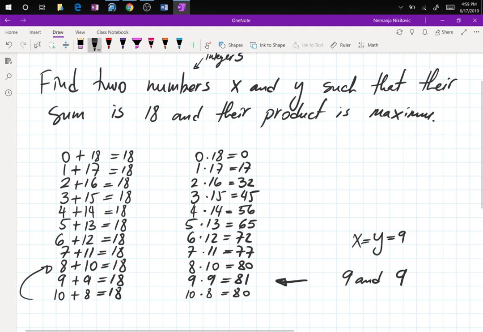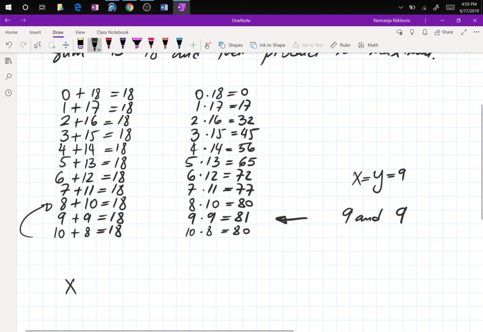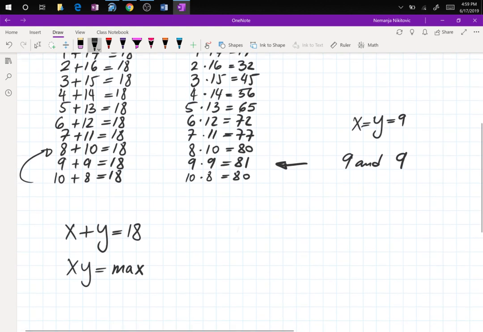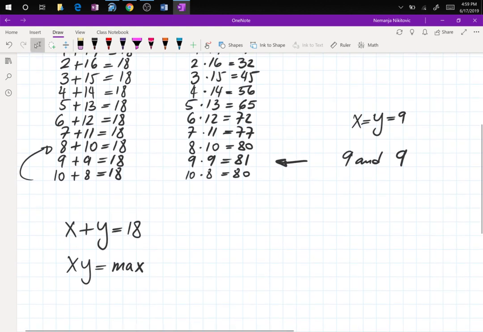So find two numbers x and y, so their sum is 18. I can transfer that into a mathematical equation: x plus y equals 18. Because we are looking for a number x and the number y, so when we add them, we get 18. And we want their product to be a maximum. So that's xy equals a max. So this part is called modeling. When you take the word problem and you transfer that word problem into mathematical sentences, which we call equations. So it's like translating English into math.